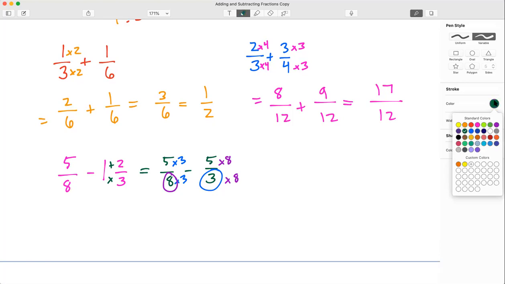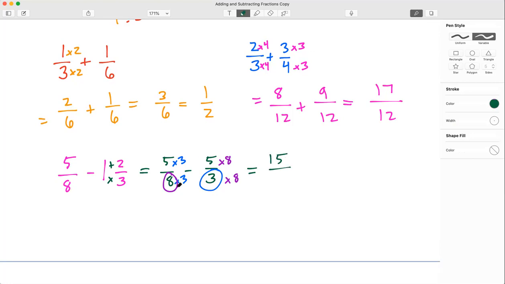Now, what do we have? We've got 5 times 3 is 15 over 8 times 3 is 24, minus 5 times 8 is 40 over 3 times 8 is 24. Yay, now we have the same denominator on both fractions. Now all we have to do is 15 minus 40, different signs, subtract the smaller one, take the sign of the larger. So that would be negative 25 over 24, and we cannot reduce it. So this is our answer, and we are done.